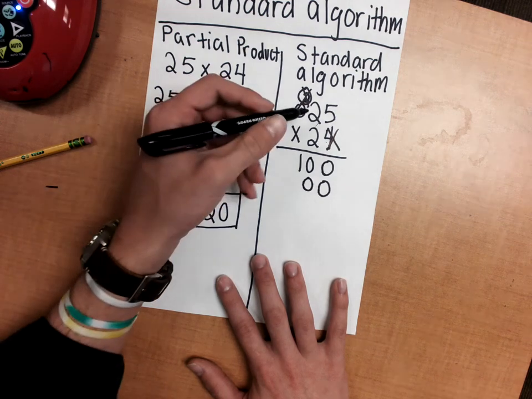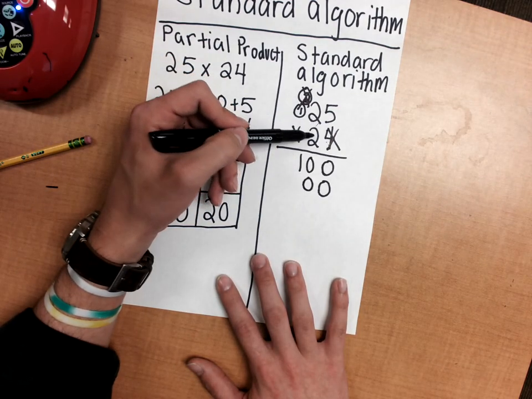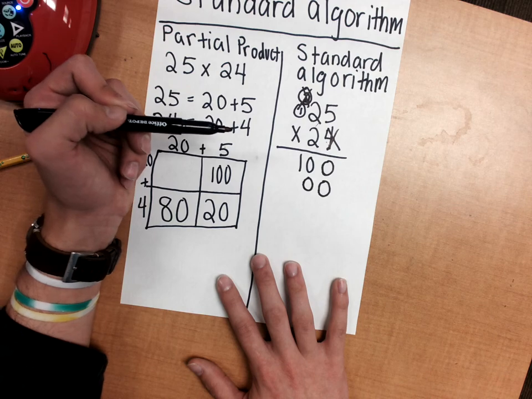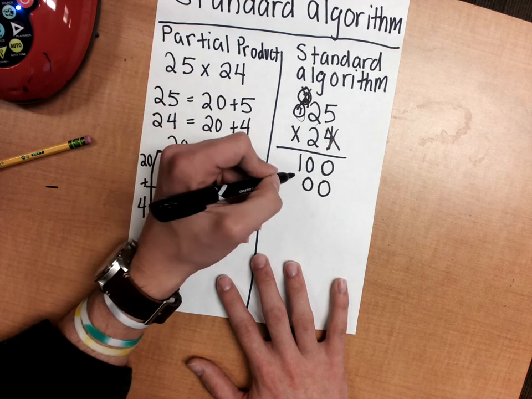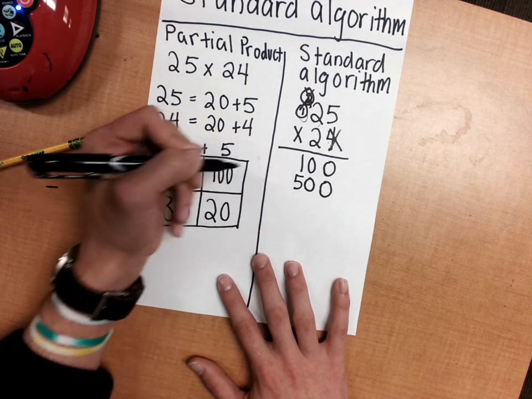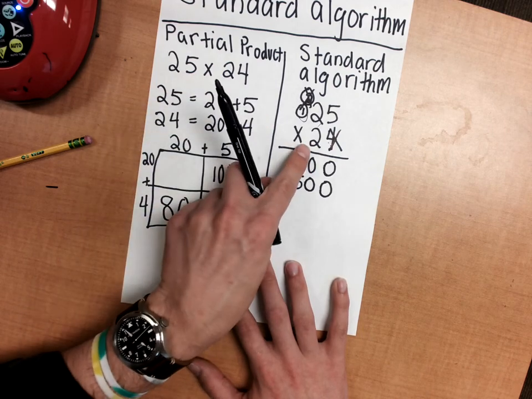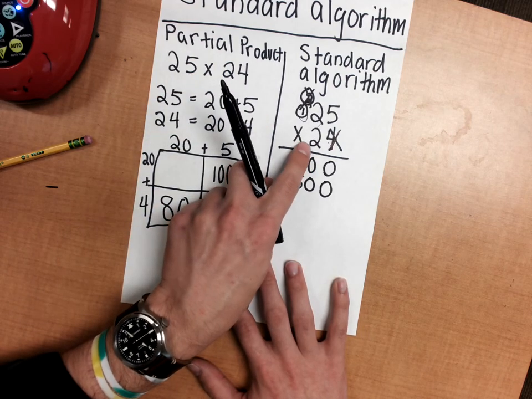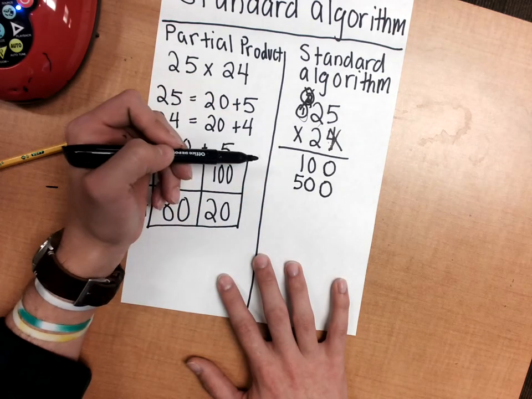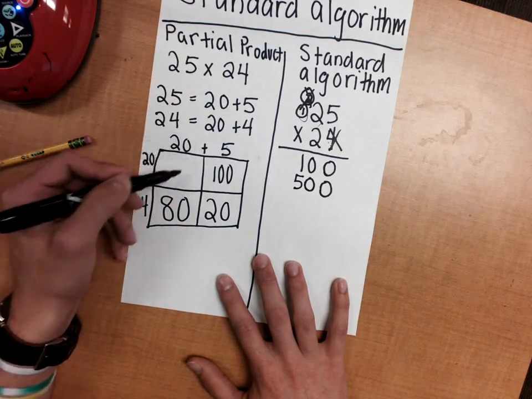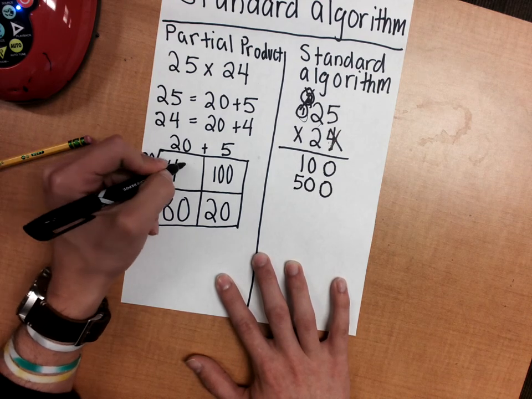And then over here, I'm going to go back to my standard algorithm. 2 times 2 is 4. Plus 1 is 5. So I'm going to put my 5 right here. But this is not 2 times 2. We're in the tens place. So this is really 20 times 20. And when we do 20 times 20, it's right over here in our partial product. So 20 times 20 is going to be 400.